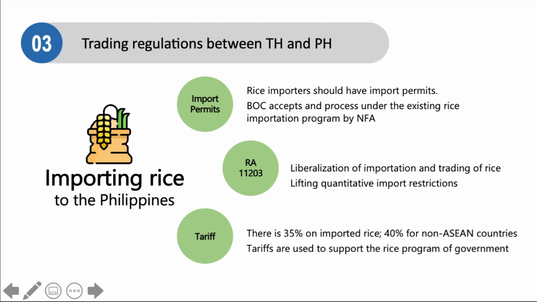Now, what does the government do with these tariffs? So tariffs are used to support the rice program of the government in terms of purchase of high quality seeds and purchase of machinery and equipment which are being given to farmers.